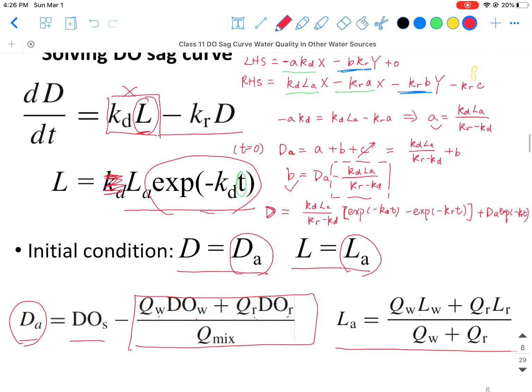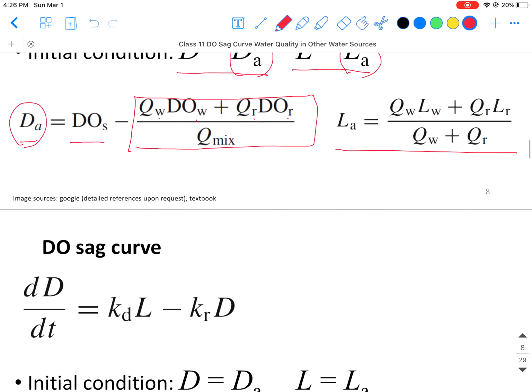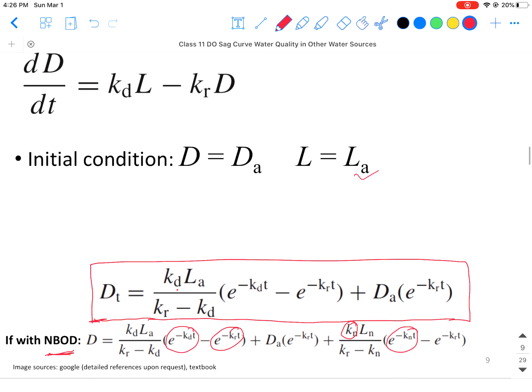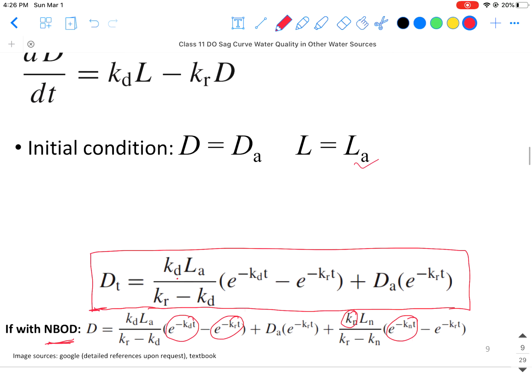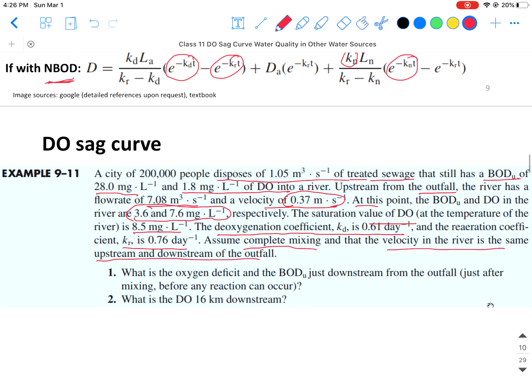So from this relationship, let's look at our final equation here. We have the LA, right? It's coming from this equation here. We can directly plug in the BOD values. And then we can calculate, we have the LA, KD, all of these as a function of time, right?